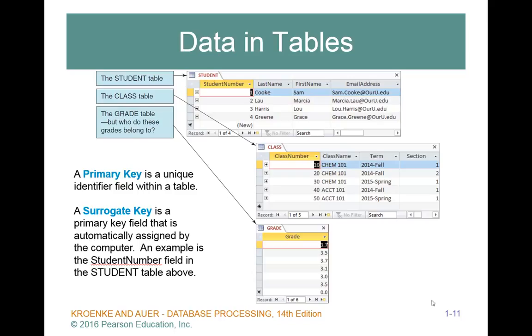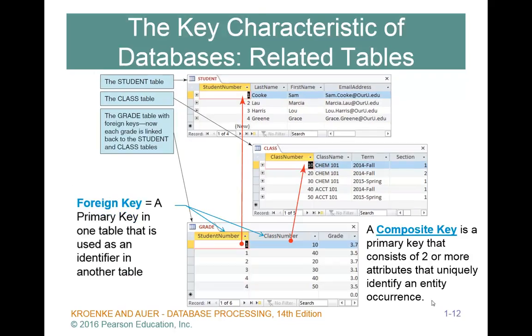Okay, and they have relationships with each other by the designation of what they call keys. So a primary key is a unique identifier within the table, and a surrogate key is a primary key field that's automatically assigned by the database management system. And the example here is our primary key in the student table would be student number, the primary key in the class table would be class number, and the primary key in the grade table would be grade.